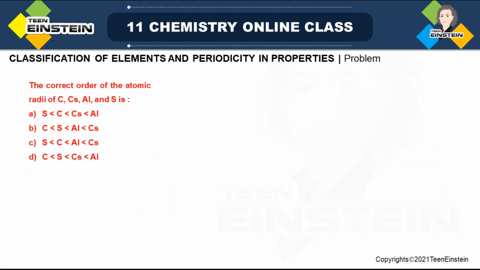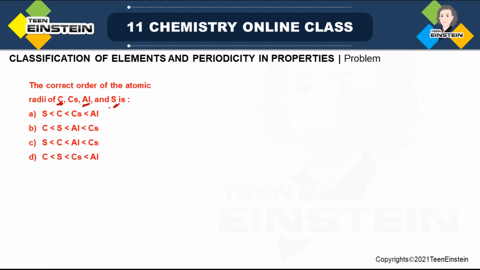Now based on this atomic size, if we solve this problem, the correct order of atomic radii, here 4 elements are given: carbon, cesium, aluminium and sulfur. So what will be the correct order? Now it is not ion, it is related to atomic radii only. Now carbon is from which group? It is 14, so it is in P block. And cesium, it is from S block. Aluminium again P block. Sulfur, that is also from P block.